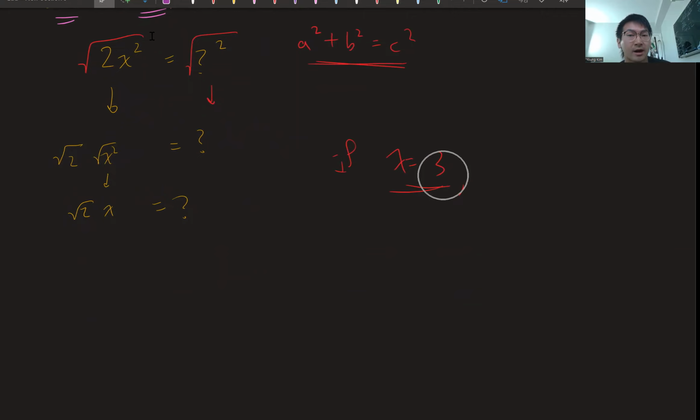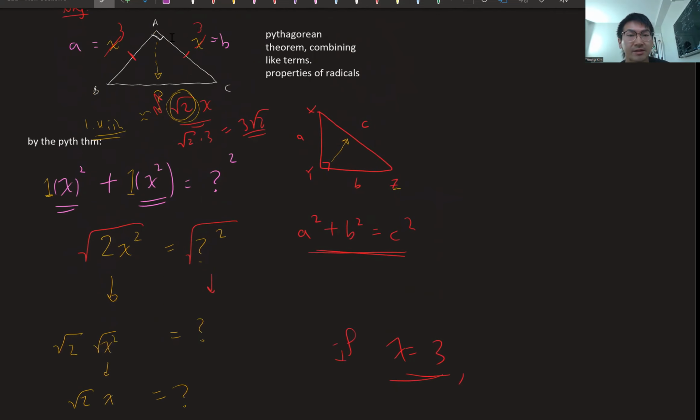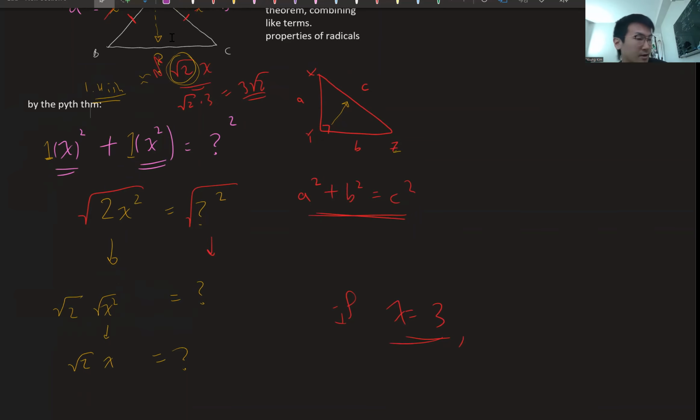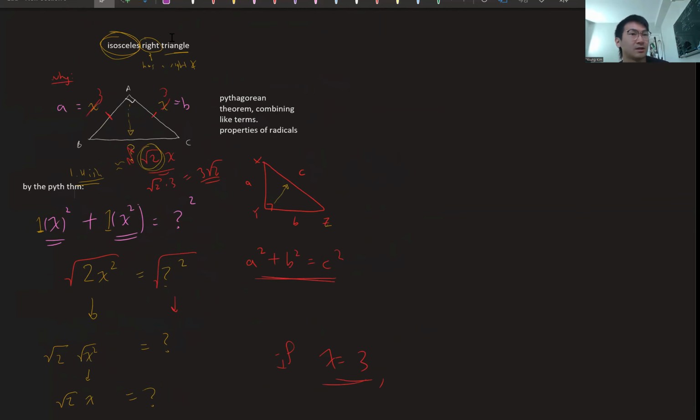So in this situation, if I'm telling you x is equal to 3, then the hypotenuse has to be exactly 3 times radical 2. Or if you want a nice little approximation, this is like 3 times 1.4-ish. So use that to help you. And yeah, I think that's basically it.